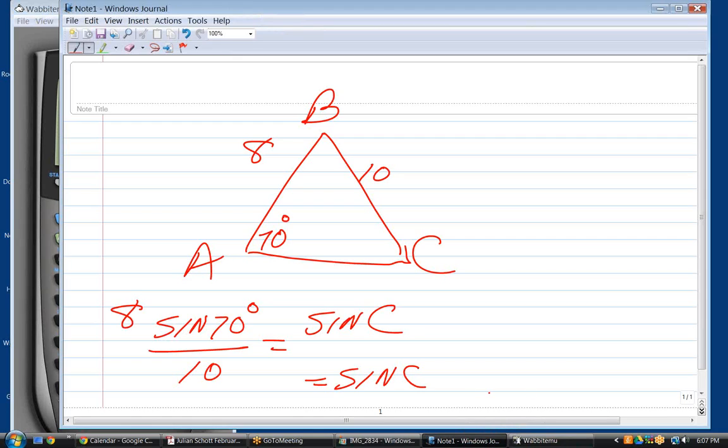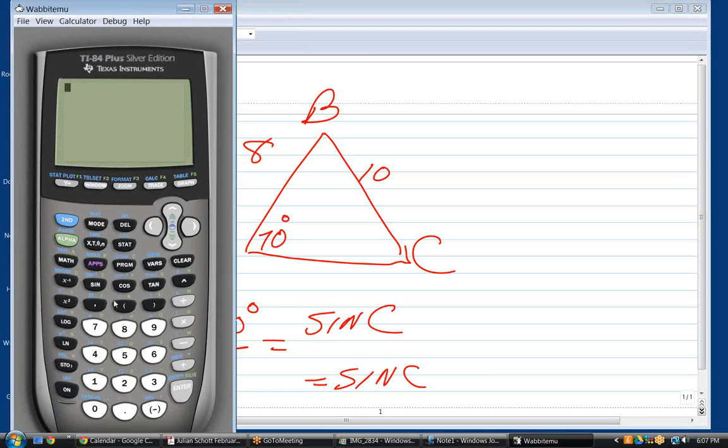Did you come up with a number for sine C? It says 8, but I don't think that's right. Let me do it. So it's sine of 70. Notice, if you check your mode, are you in degree or radian? I'm in degree. Okay. So, the sine of 70, end paren, multiplied by 8, divided by 10, equals point 7.